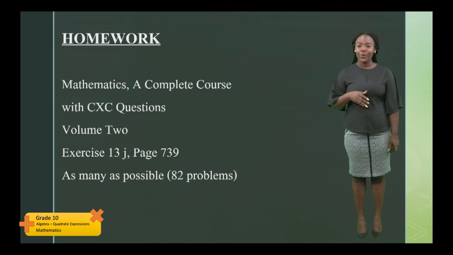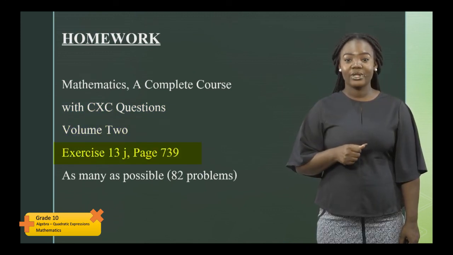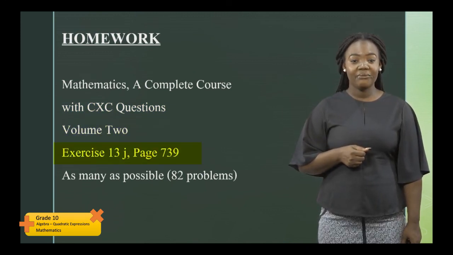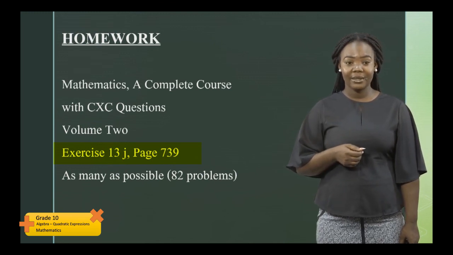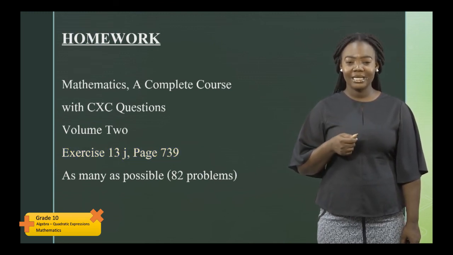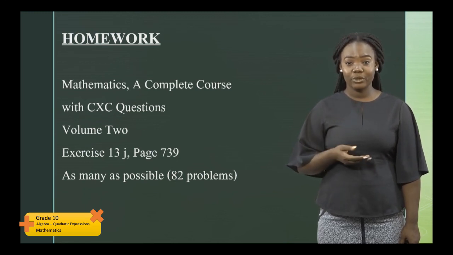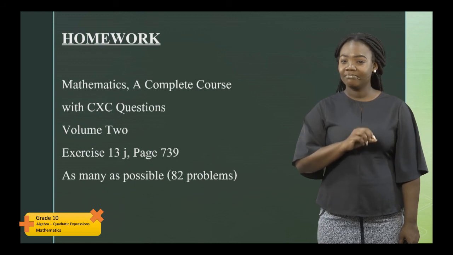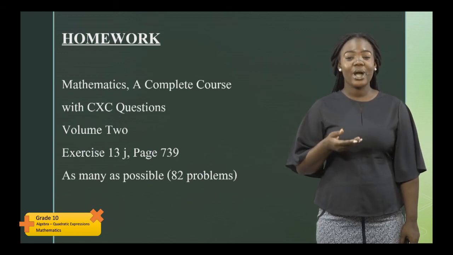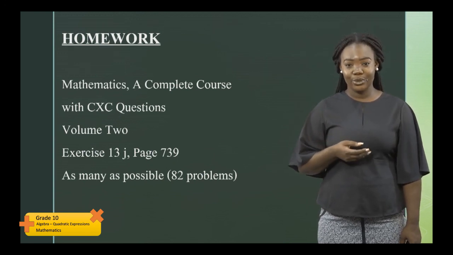Now, remember, we can never leave without additional work. So what I would like you to do for me, reference Mathematics, A Complete Course with CXC Questions, Volume 2, Exercise 13J, which can be found on page 739. And I want you to practice as many problems as possible. There are 82 problems in this exercise. If you can do all, perfect. But if not, try to do as many as you can.